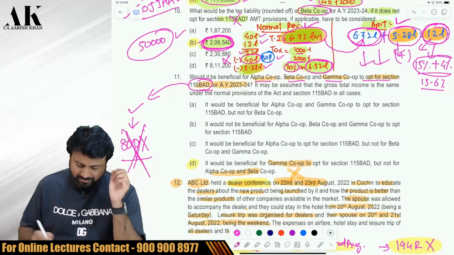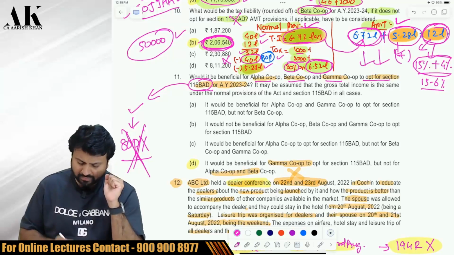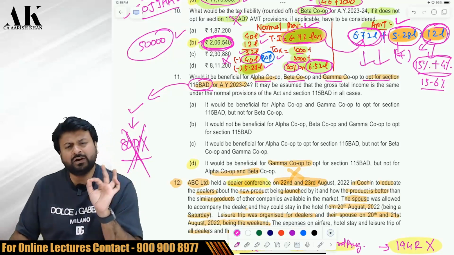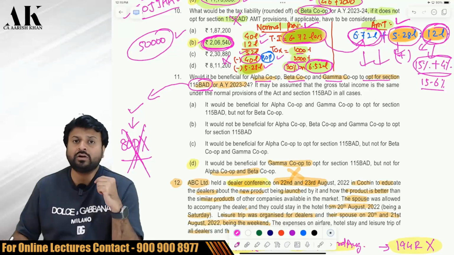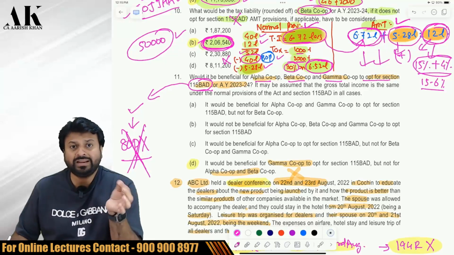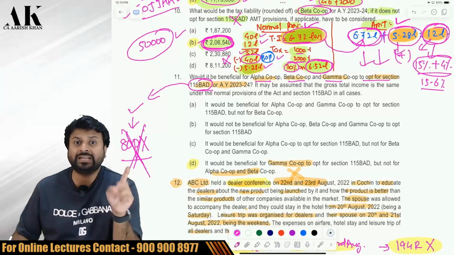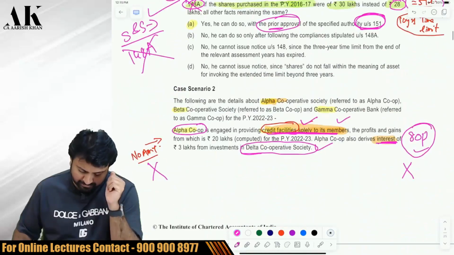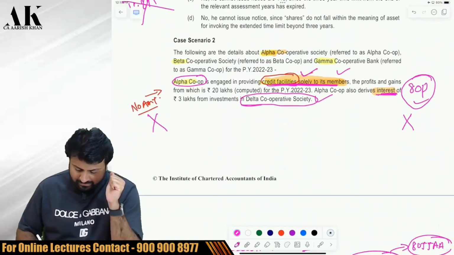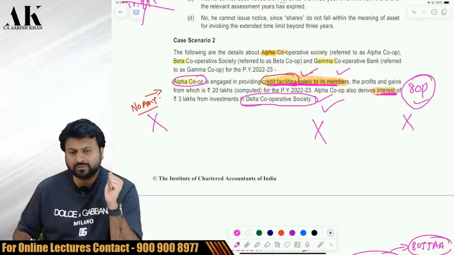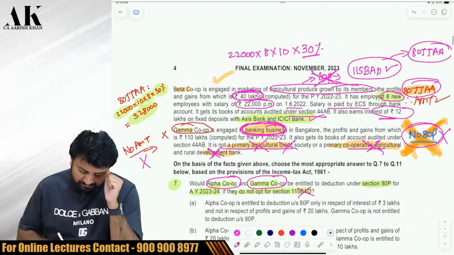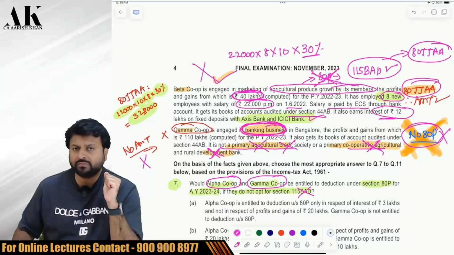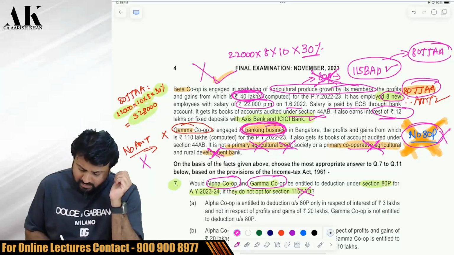So, would it be beneficial for alpha, beta and gamma to opt for 115 BAD? I would say go for 115 BAD if you are not eligible for ATP. If you are eligible for ATP, don't go for 115 BAD. You will lose ATP in that case. Therefore, we need to find out who is eligible for ATP. Is alpha eligible for ATP? Yes. Therefore, don't go for 115 BAD. Is beta eligible for ATP? Yes. Therefore, don't go for 115 BAD. You will lose this deduction of 40 lakh rupees.